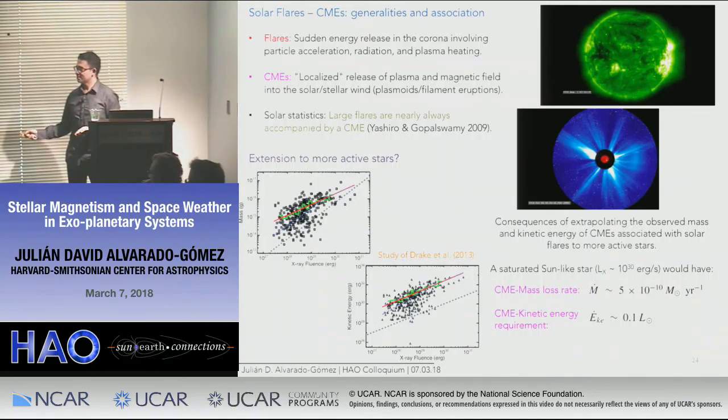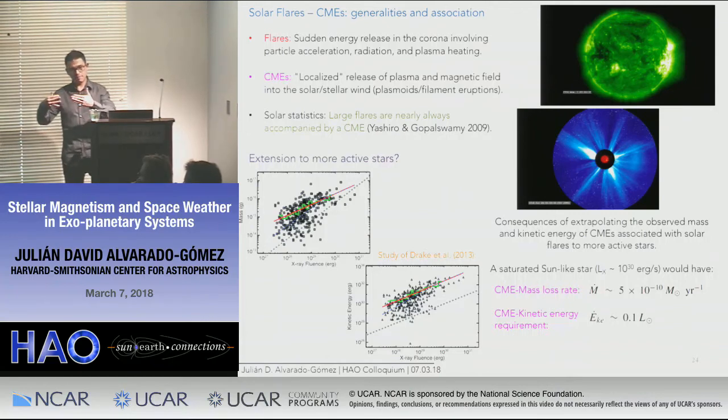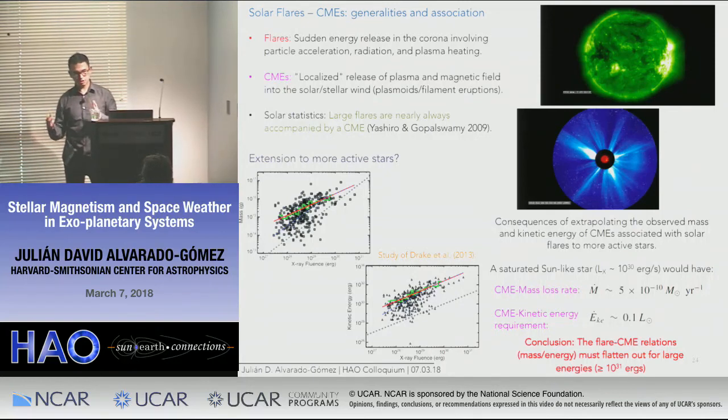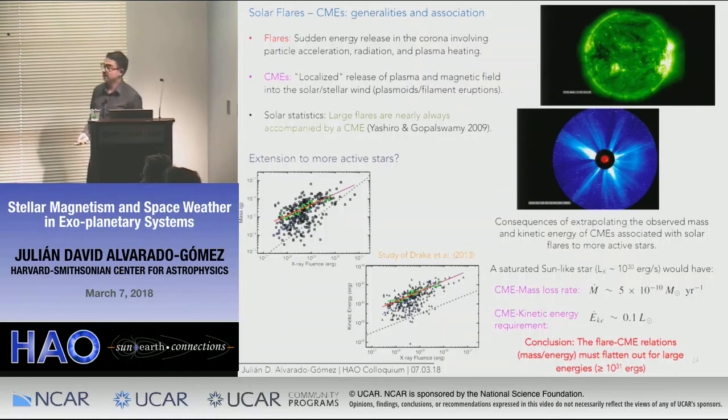These numbers are extremely difficult to justify in any way from observations, from what we have tried to estimate of mass loss rates from stars, and from the kinetic energy requirements and the efficiency of a dynamo to generate that many CMEs and reconnection events. So one of the conclusions of that paper was that these relations must flatten out for very large flares, in such a way that you can generate the flares, because we see them all the time, but you don't get the CMEs. So there has to be something happening.